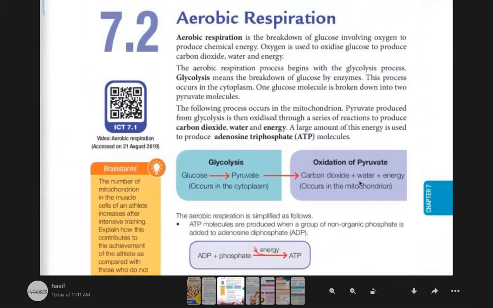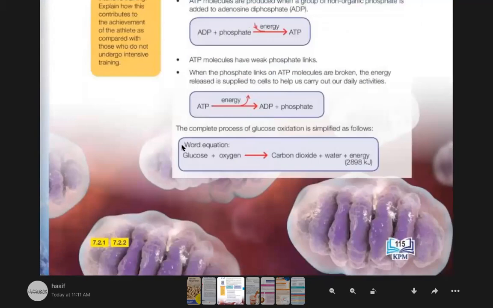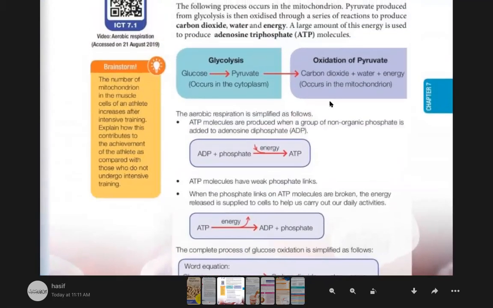Let's go into a bit more detail. What else does it say here? The aerobic respiration process begins with the glycolysis process. Before this formula we can use, you should know there is something happening behind this.